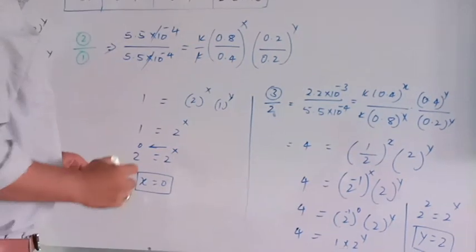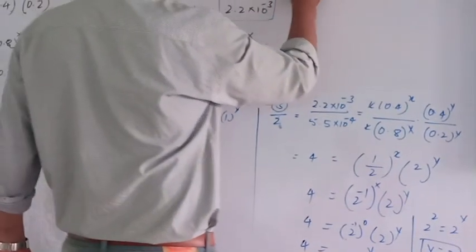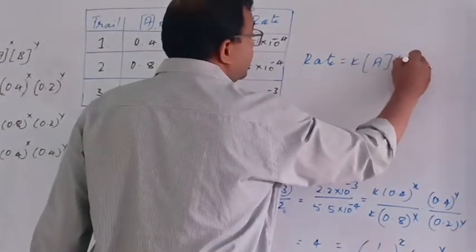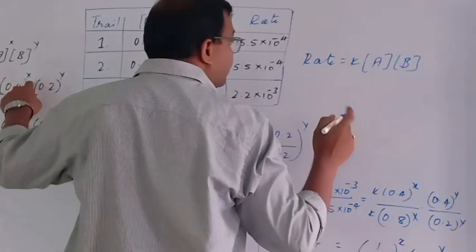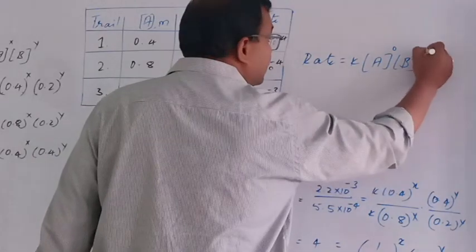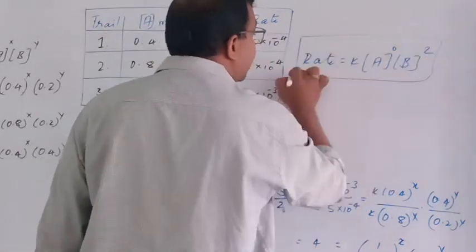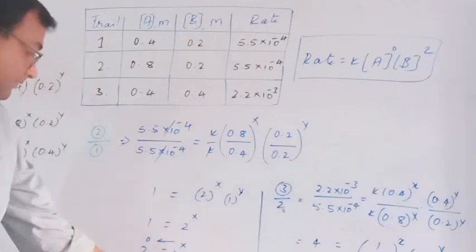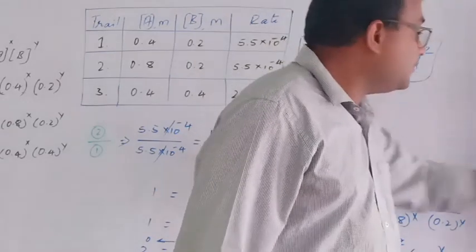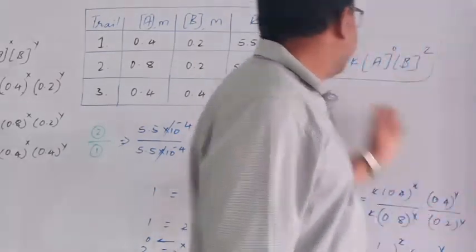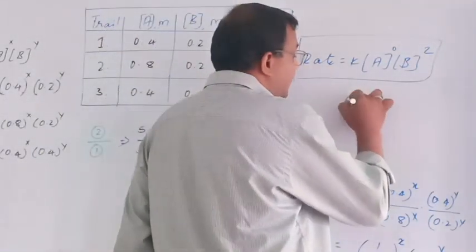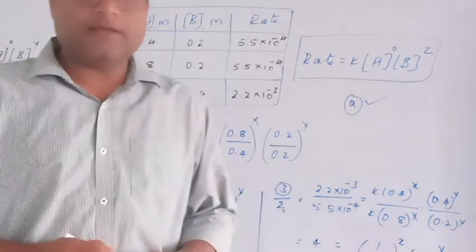Then we can write the rate is equal to K into molar concentration of A into molar concentration of B. Just now we calculated the value of x is 0 and the value of y must be 2. So this is the correct answer. The correct option is A power 0 and B power 2, K will be constant. So option A is the correct option. Clear?